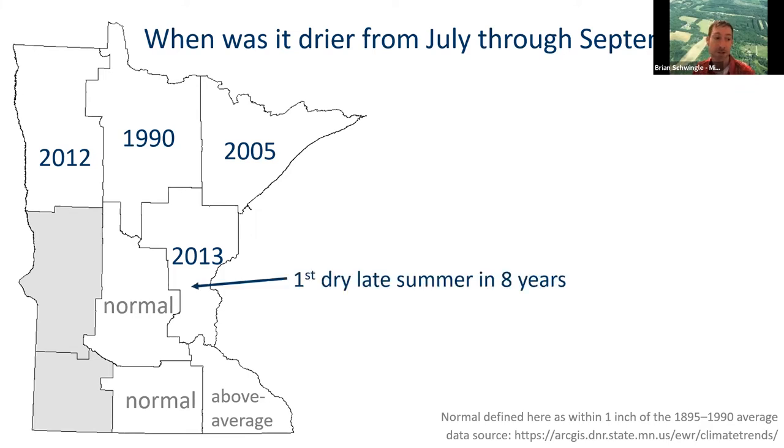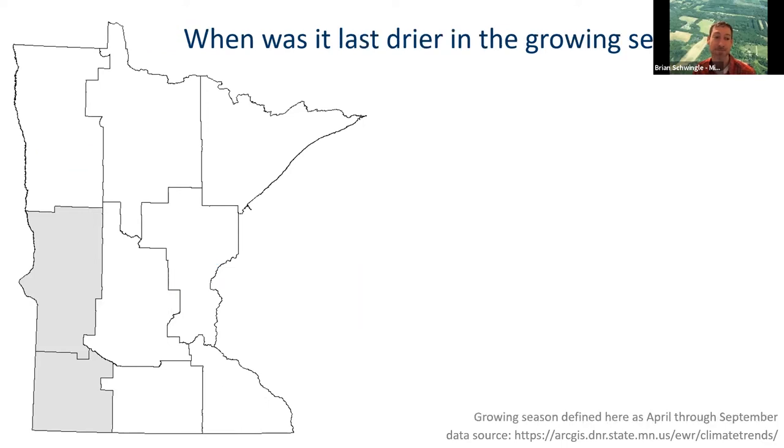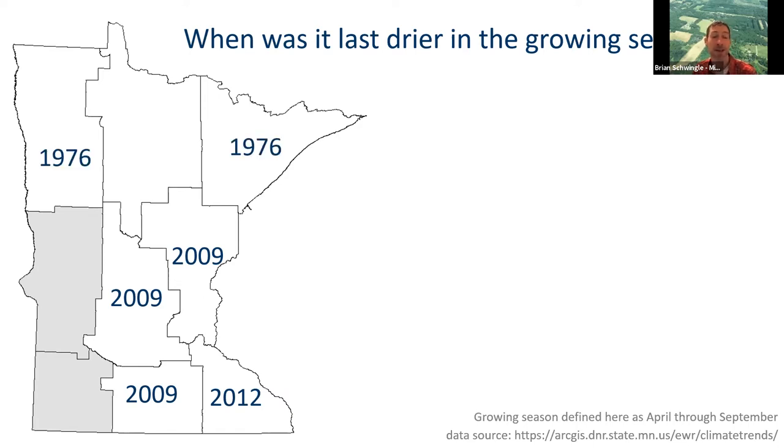Interestingly, in East Central Minnesota, including Hennepin, Ramsey, Washington counties and north, that was the first dry below average summer we've experienced in 8 years. It's been wet. What about the whole growing season? This is where it gets quite impressive. The last time it was drier in the southern half of the state was 2009 or 2012 in southeastern Minnesota. Up north, the last time it was drier was the infamous drought in 1976. And even worse for north central Minnesota, it was crazy dry in 1936.